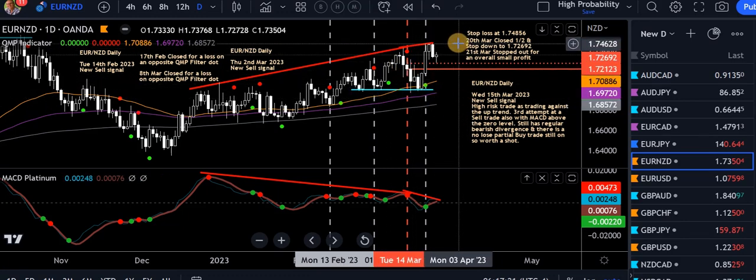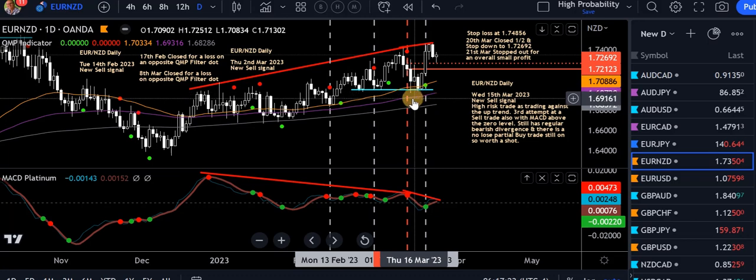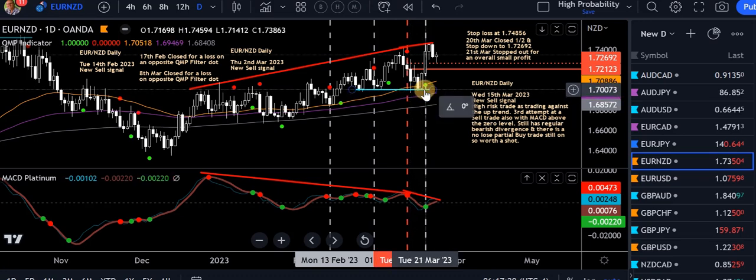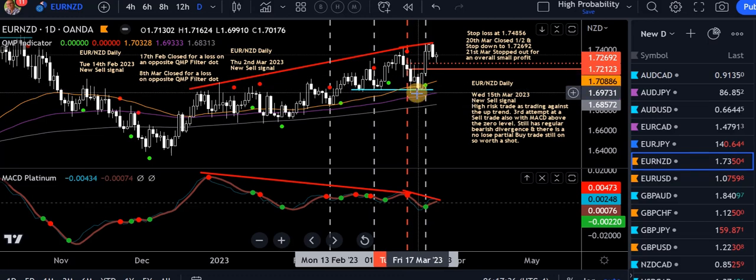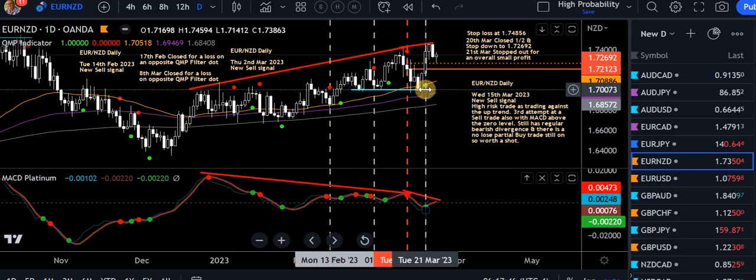So what have I done? Where's my trade management? 20th of March, closed half. So let's have a look when that is. 16th, 17th, 20th. So on the open of this candle, right at the low, I closed half. Basically, price comes to the moving averages after this big bearish candle down to this previous low, and on the moving averages, on the open of that candle, I closed half. So it's a perfect close, and yeah, she's popped up nicely.